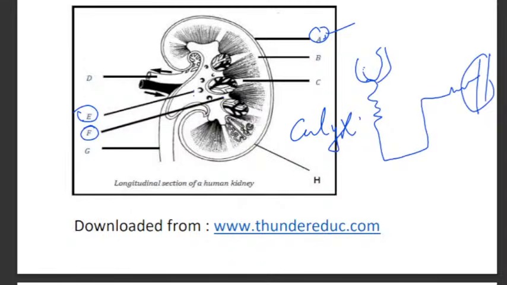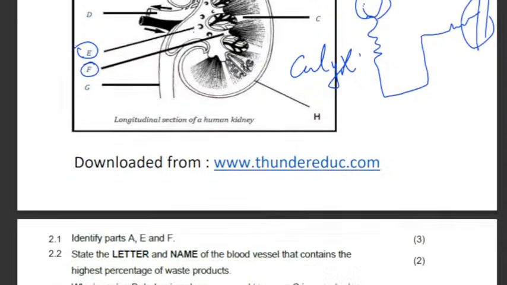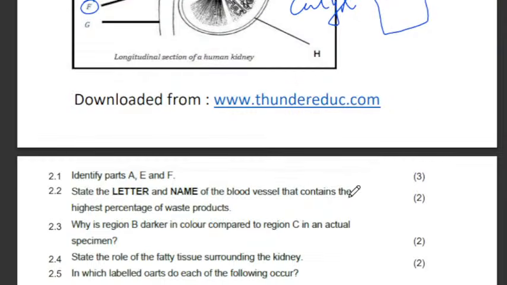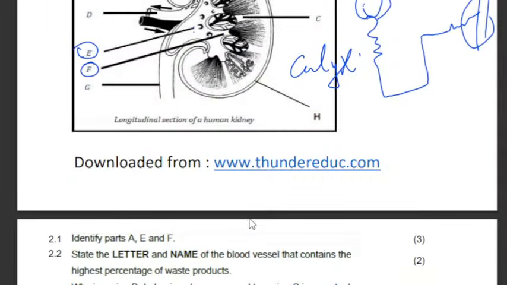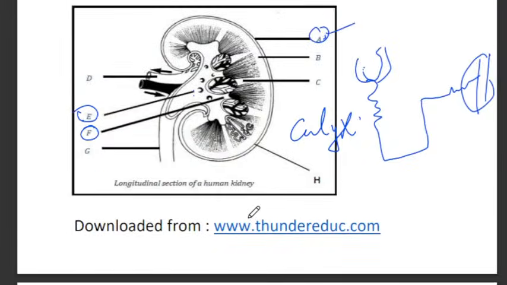They're saying state the letter and the name of the blood vessel that contains the highest percentage of wastes. We have been discussing this. So which one has the highest percentage of wastes? Yes. In this case, we are looking at the artery, which brings blood to the kidney so that it can be purified.